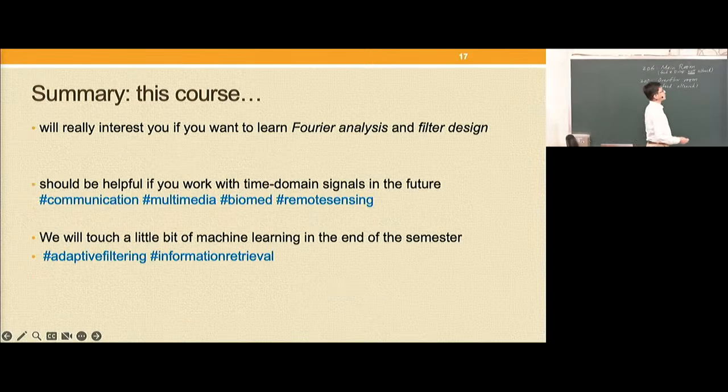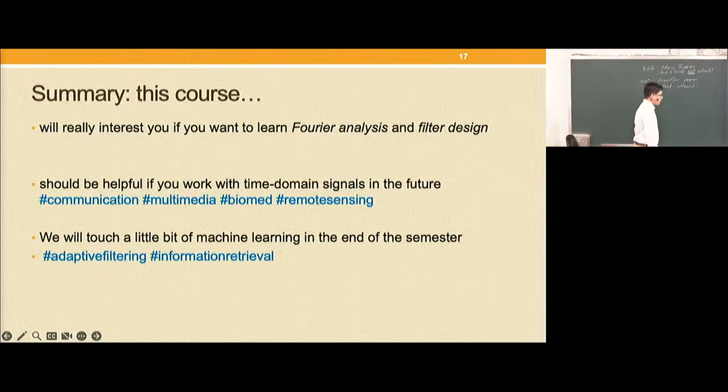So here's my summary. This course will interest you if you want to learn Fourier analysis and filter design. And this course should also be helpful if you are going to work with time domain signals now or in the future. If this is a career you're contemplating, this course will help you if your career is about time domain signals. Application fields are plenty, including communication, multimedia, biomed, remote sensing, right? And hopefully you are going to touch base a little bit on machine learning at the end of the semester.